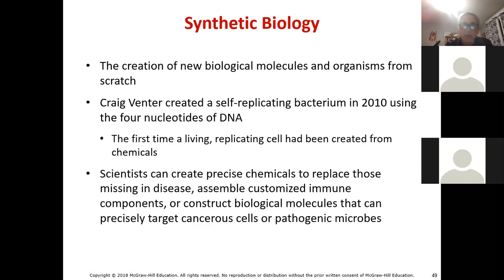Synthetic biology is the creation of new biological molecules and organisms from scratch. Craig Venter created a self-replicating bacterium in 2010, over a decade ago, using just 4 nucleotides of DNA. It was the first time a living replicating cell had been created from chemicals. Scientists can create precise chemicals to replace those missing in disease, assemble customized immune components, or construct biological molecules that can precisely target cancer cells.